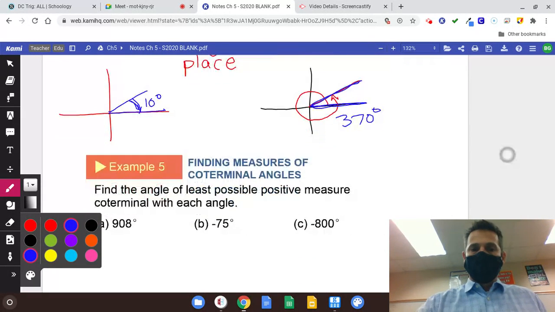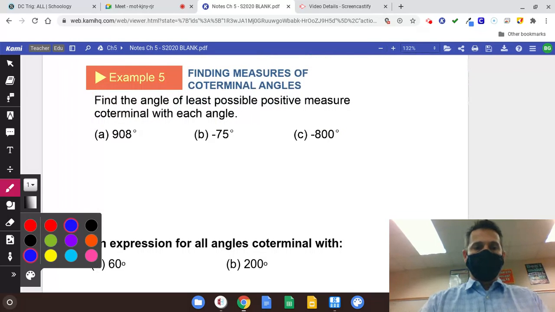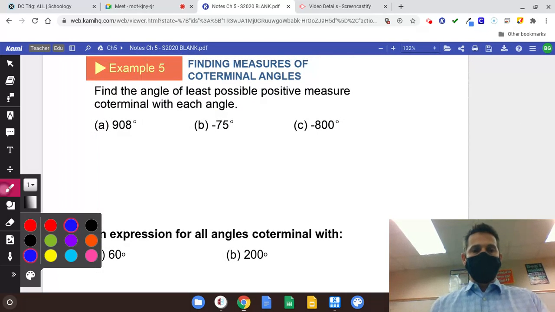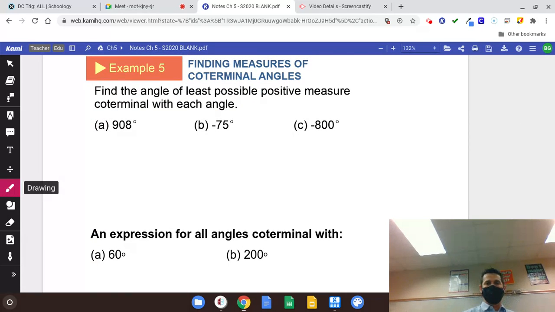So, a common question looks like this number 5. Find the angle of least possible positive measure coterminal with each angle. Okay. Usually we don't like dealing with numbers like 908. We like numbers in between 0 and 360. Those are the easiest ones to deal with, and so that's what we'll do. Okay? And so the angle of least possible positive measure is basically saying, get me between 0 and 360.